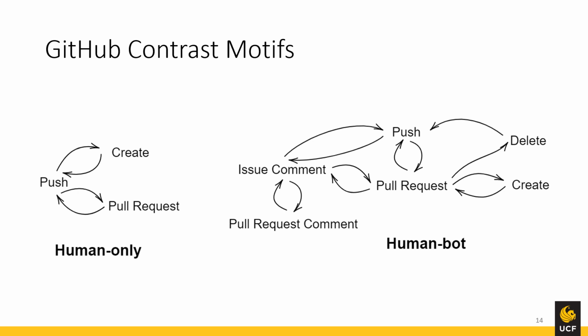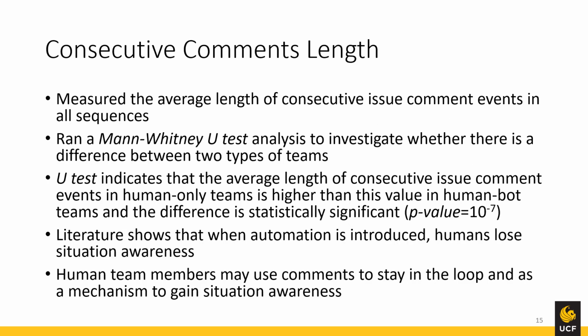We hypothesized that this pattern occurs because in human bot teams, issue comments are intermixed with other events rather than being clustered together. To confirm this hypothesis, we measured the average length of consecutive issue comment event in all sequences. We ran a Mann-Whitney U-test to investigate whether there is a difference between two types of teams. U-test indicates that the average length of consecutive issue comment event in human-only teams is higher than this value in human bot teams, and the difference is statistically significant.